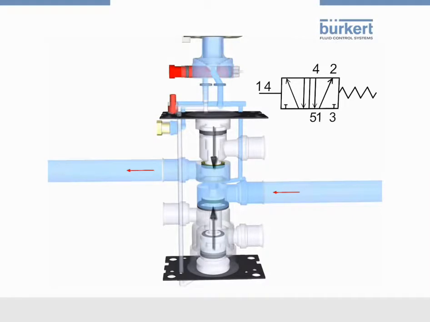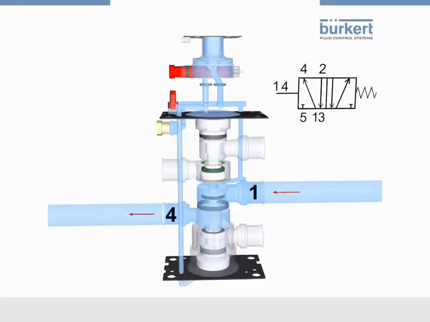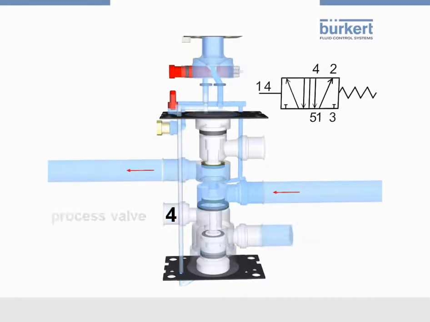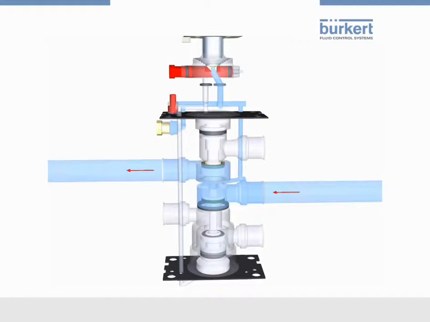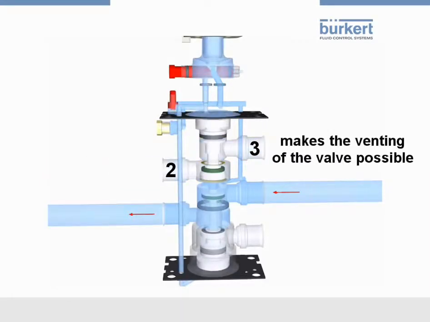By the movement of the piston, ports 1 and 4 are connected. Port 4 is in practice connected to an actuator, for example a process valve. Port 2 and 3 are also connected, which makes the venting of the valve possible.